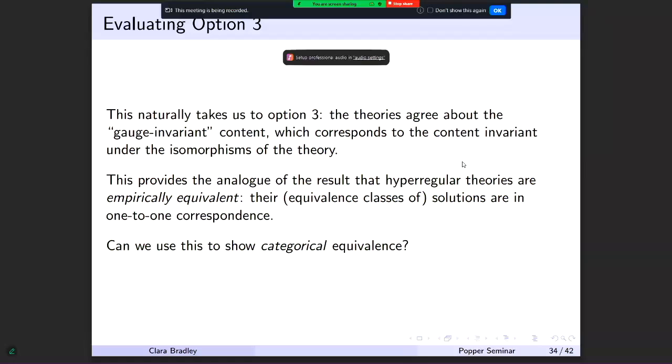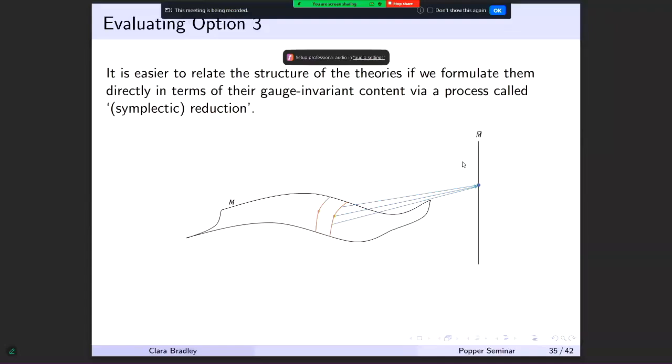But it turns out there are some technical difficulties with proving categorical equivalence between our theories on tangent space and the primary constraint surface, precisely because of this issue about this map not being invertible, and in particular, going from a Hamiltonian theory to a Lagrangian one, it's not clear that there's a natural map to take one from this space that has fewer dimensions to one that has more. But it turns out there are some tools that we can use to actually help us here. And in particular, it turns out that it's much easier to relate the structure of these theories if we formulate them directly in terms of their gauge invariant content. Or in other words, in terms of the structure of their equivalence classes.